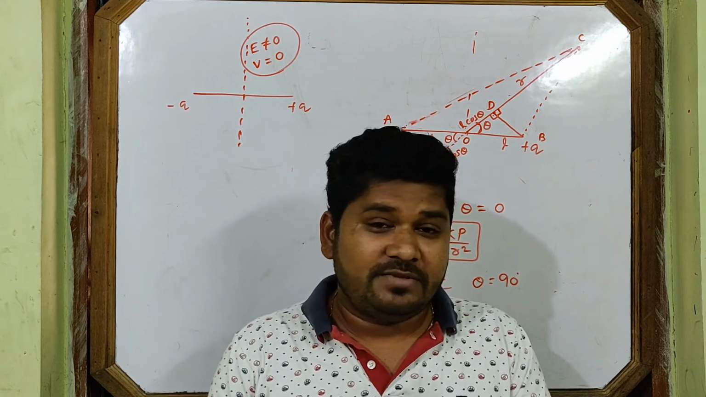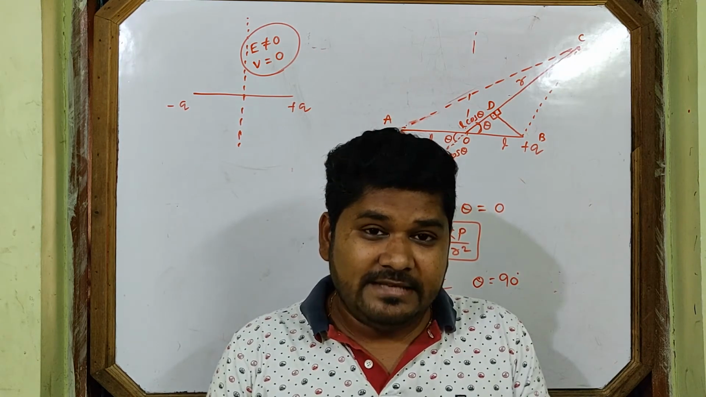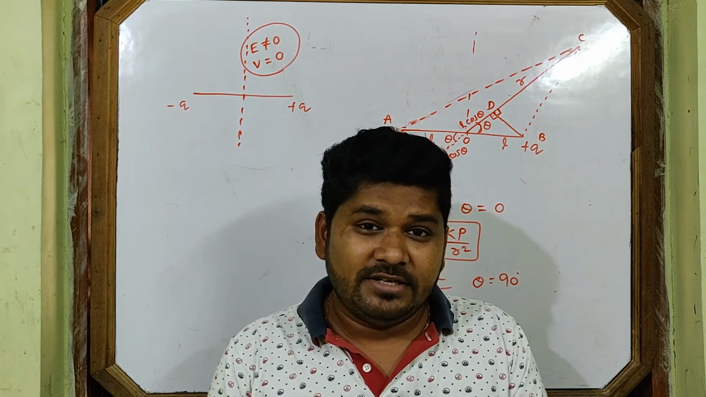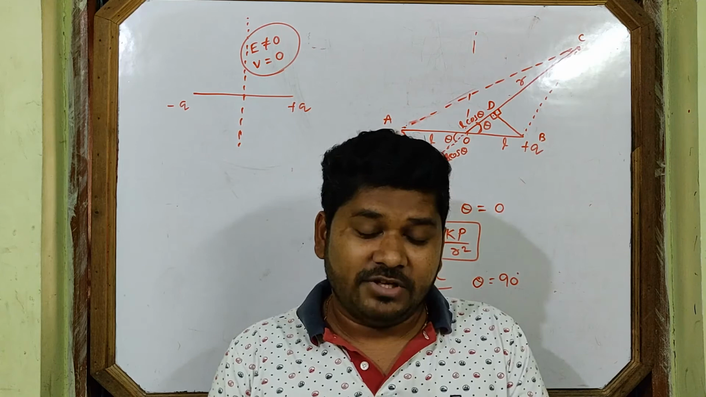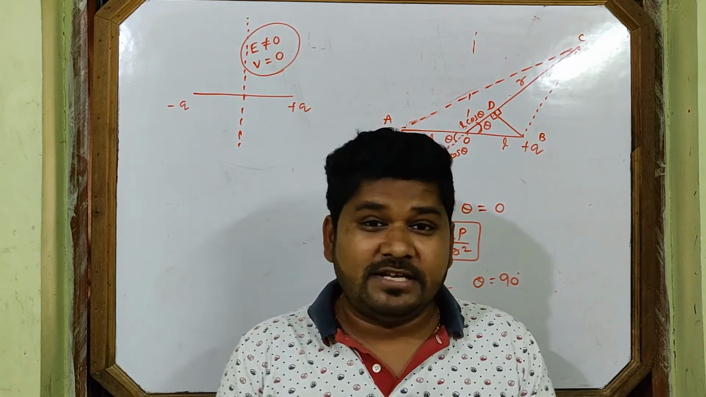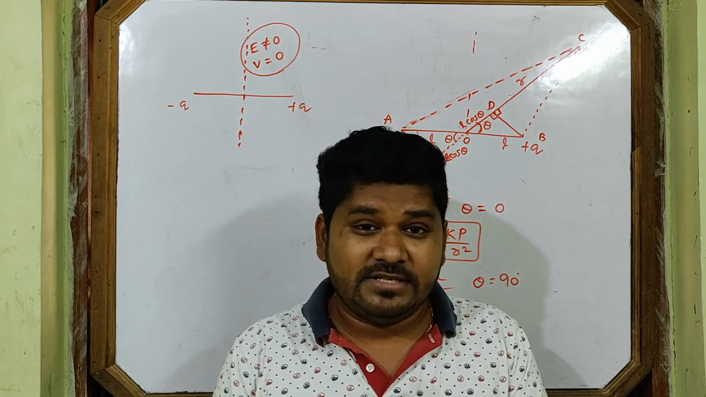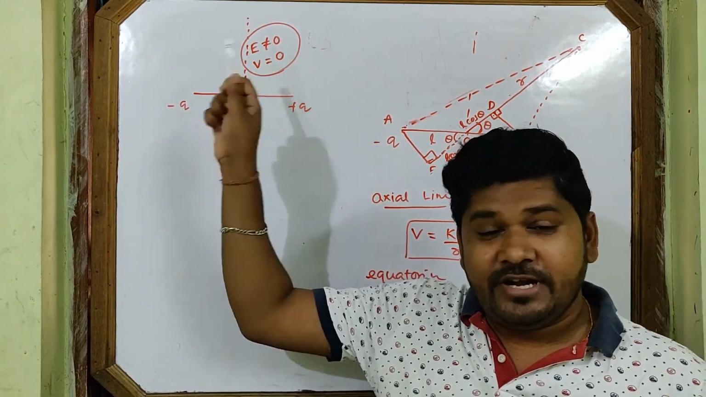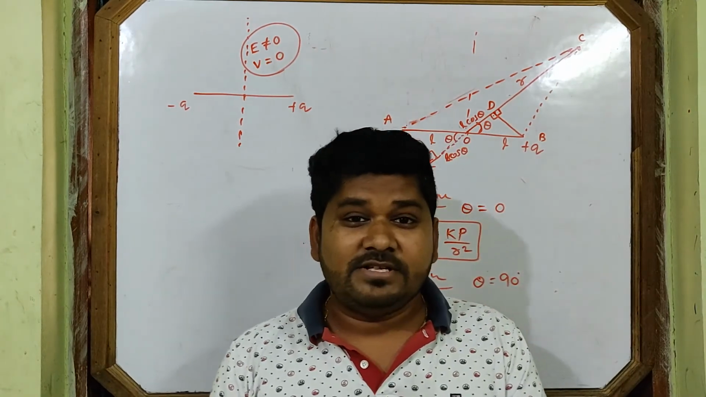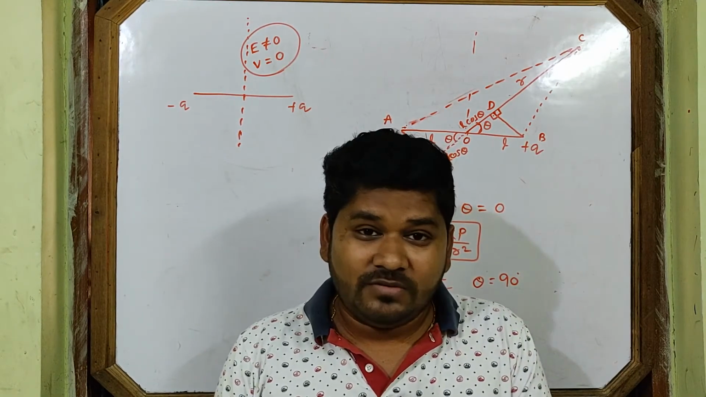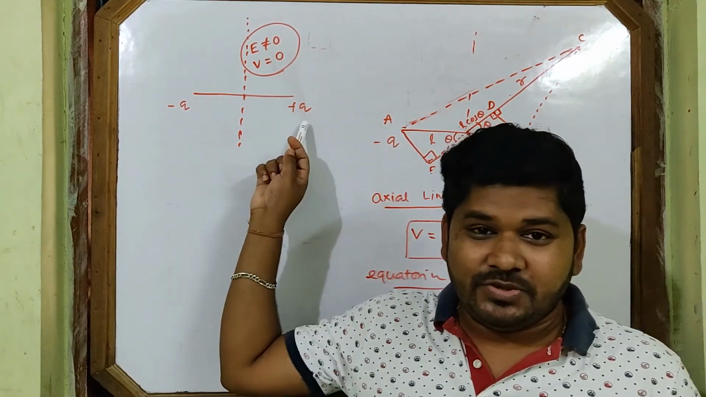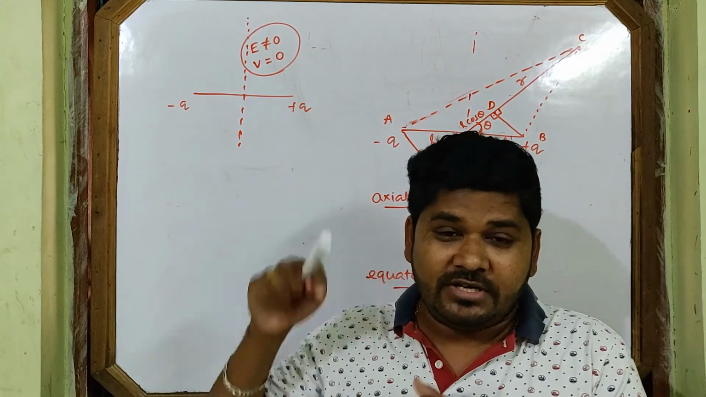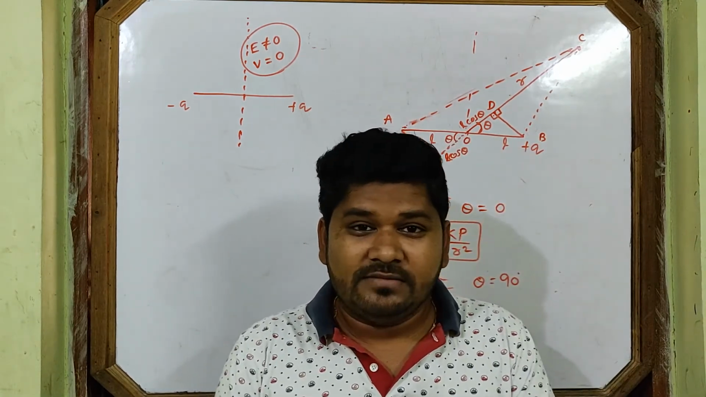Also, this question may come like this. Does a 0 potential point necessarily have 0 intensity? The question may come like this. Does a 0 potential point necessarily have 0 intensity? What's the answer? No. Potential is 0, that doesn't mean intensity will be 0. Not at all. Intensity is non-zero here. Example is any point on the equatorial line.